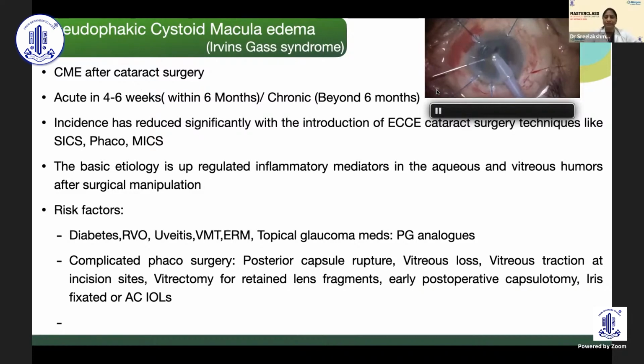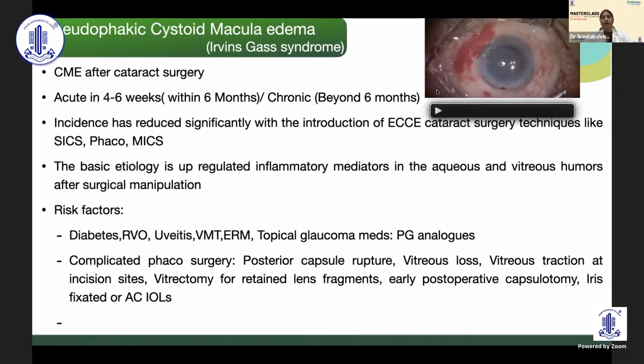And apart from this kind of scenario, we have risk factors like diabetes, vein occlusions, either branch vein or central retinal vein occlusions, and ERM. ERM has the tendency to develop cystoid macular edema. Not that a patient with grade 1 or grade 2 will have visual symptoms, but you need to choose your lens carefully. You cannot put in a multifocal because of its proneness to cystoid macular edema.